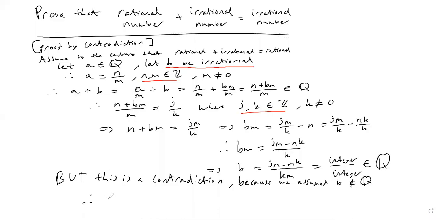plus an irrational number cannot possibly be rational, so it must be an irrational number. So that's how you prove this. Again, it's another proof by contradiction example. You assume that a rational number plus an irrational number is a rational number. Then you use the definition of a rational number, do the maths, and get this contradictory conclusion that B is rational when we assumed B at the start to be irrational. So that's how you prove that a rational number plus an irrational number is irrational.